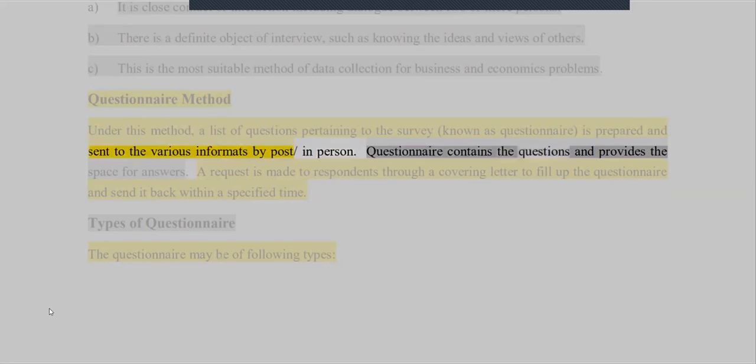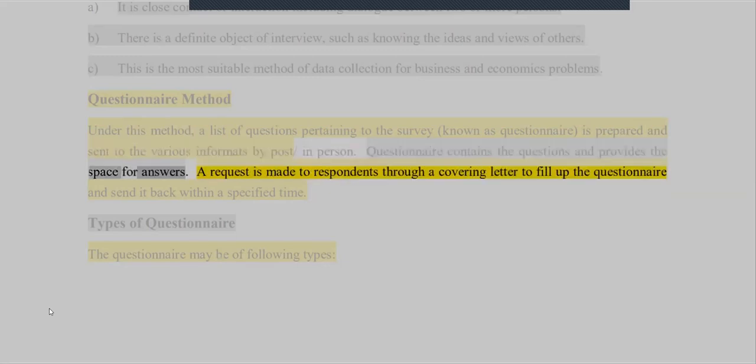Questionnaire contains the questions and provides the space for answers. A request is made to respondents through a covering letter to fill up the questionnaire and send it back within a specified time. Types of questionnaire. The questionnaire may be of following types.